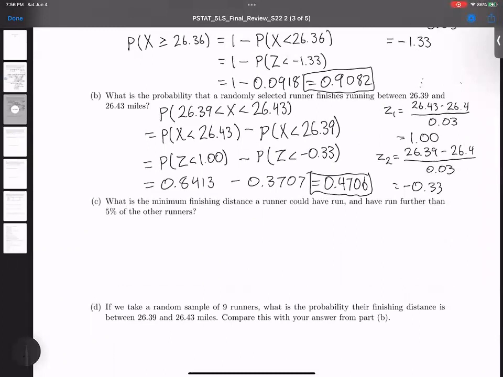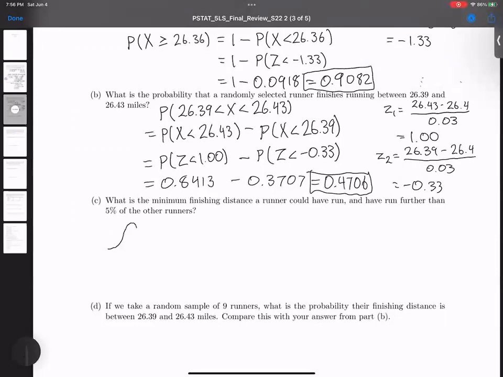Now, what is the minimum finishing distance a runner could have run to have run further than 5% of the other runners? So this is a percentile problem. And just like I made on the last review with the timing being different, and a lot of other students then made on the midterm, the fast versus slow issue. Let's draw out what the distribution would be and what would be to the left and what would be to the right. And what is this 5%? Is this 5% going to be the bottom 5% or is it going to be the top 5%?